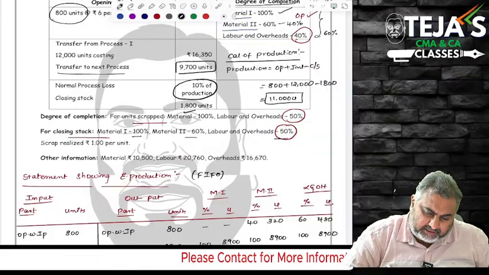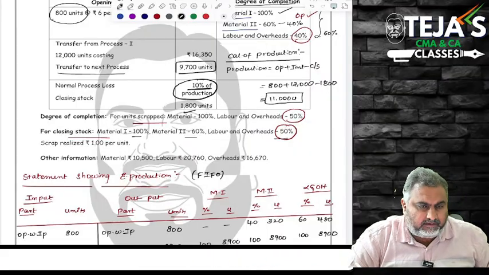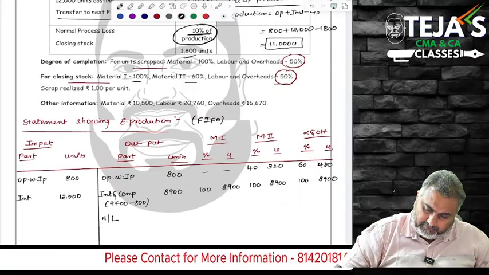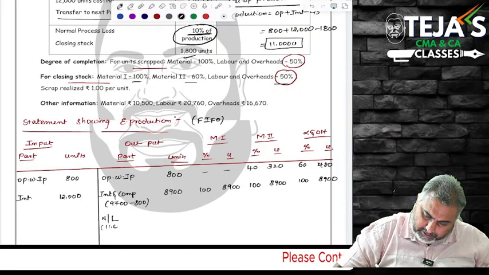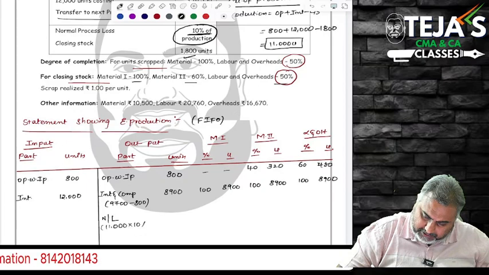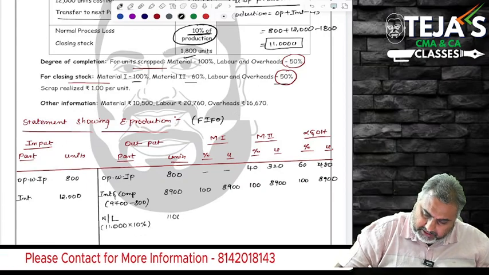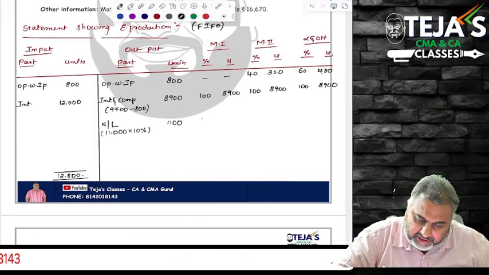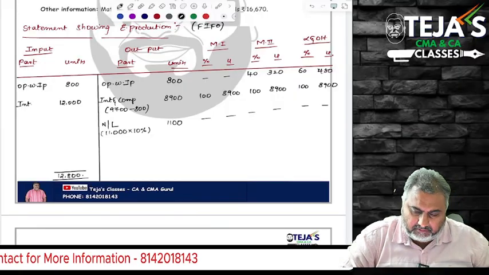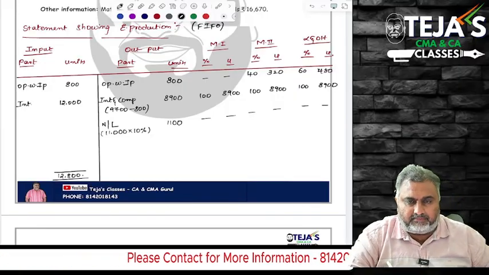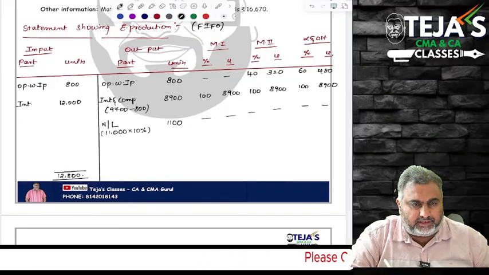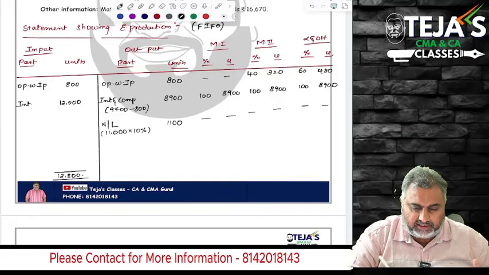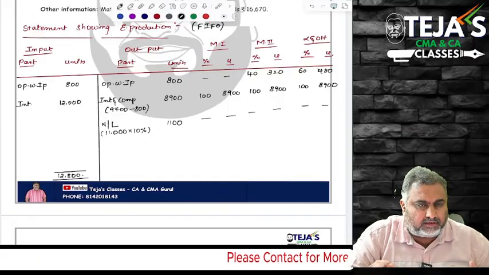Okay. Now what is the percentage of normal loss? They said 10% of production, correct? So 11,000 into 10% is equal to 1100 units. Remember, for normal loss the degree of completion will always be nil. Why, sir? You didn't produce them. Normal loss means not produced. If they are not produced, then the degree of completion will always be 0. That's the reason we are not taking any units for normal loss.